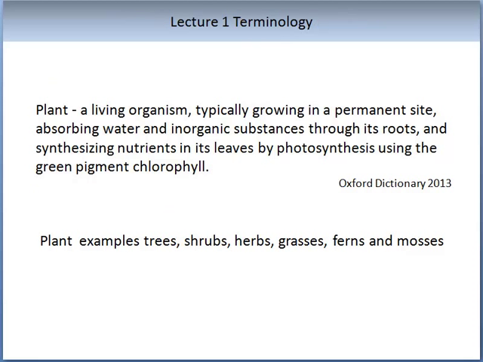The most basic of terminology in this subject is to define a plant. According to the Oxford Dictionary, a plant is a living organism which is typically growing in a permanent state, of the kind exemplified by trees, shrubs, herbs, grasses, ferns, and mosses, that absorbs water and inorganic substances through its roots, and synthesizes nutrients in its leaves by photosynthesis, using the green pigment chlorophyll.